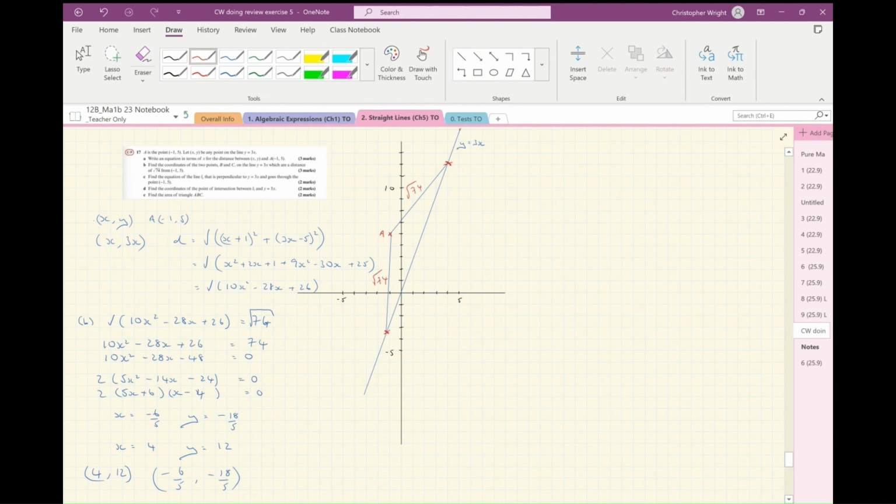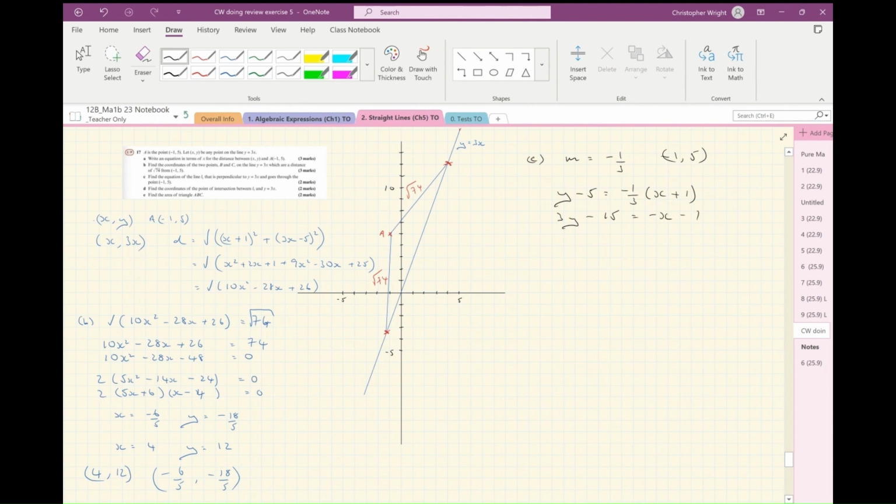Right, part C. Find the equation of the line which is perpendicular to y equals 3x. Well, then I know its gradient is going to be minus a third, the negative reciprocal of 3, and it goes through the point minus 1, 5. Well, y minus y1 equals the gradient multiplied by x minus x1, minus minus 1 is plus 1. Multiply everything by 3. Multiply out this negative bracket.